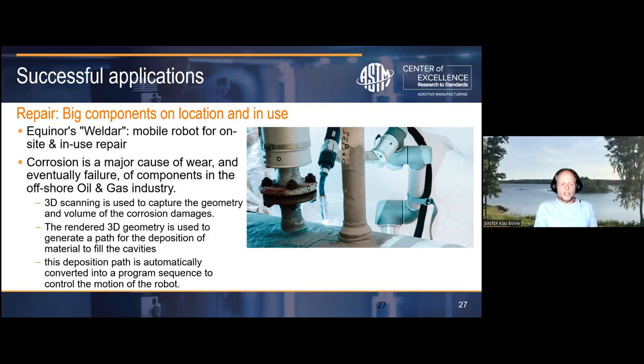Basically, there is a 3D scanning of the corroded area, and then they compare it to the original expected size and use this to generate a path for the deposition of new material over it. The deposition path is automatically converted into a program and a sequence control for the motion of the robot. It works as far as they've been told so far. It has only been working for a few years now, but it works perfectly fine. And they use it while these corroded structures are still in use, which is of course a great advantage.